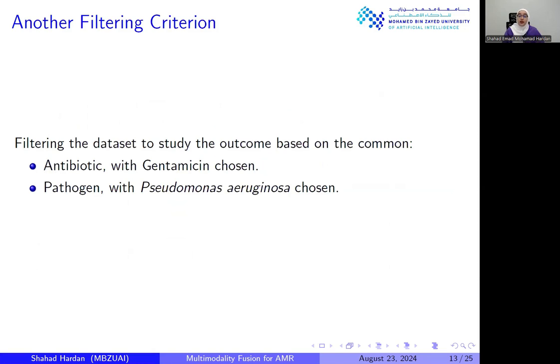There's another filtering criterion that we also explored. We're not going to talk a lot about it in the presentation, but you can read more about it in our study, which is the pathogen-based. So as mentioned before, we considered gentamicin as the antibiotic that we want to test the resistance against, but we're also wondering what can happen with the model performance if we consider the pathogen as the indicator, meaning that we only take the patients who are infected with a specific pathogen, even if they take different antibiotics. And we specifically focus on Pseudomonas aeruginosa. But as I said, we're not going to focus a lot on it in this presentation.